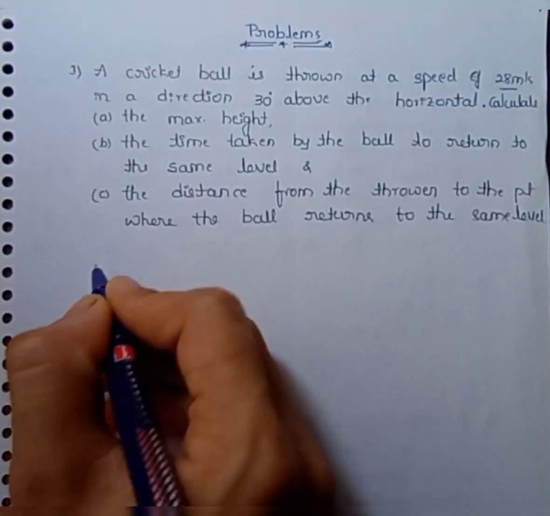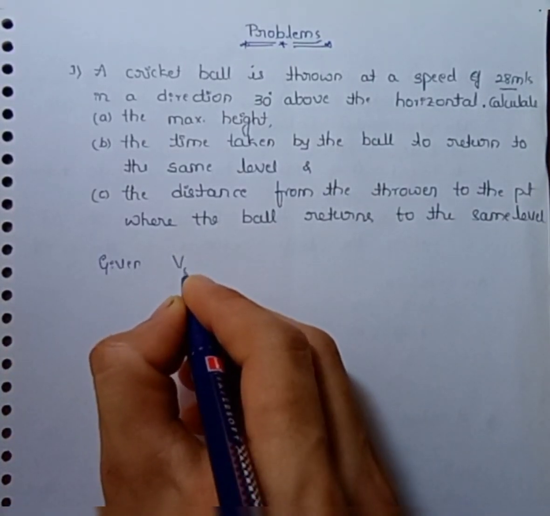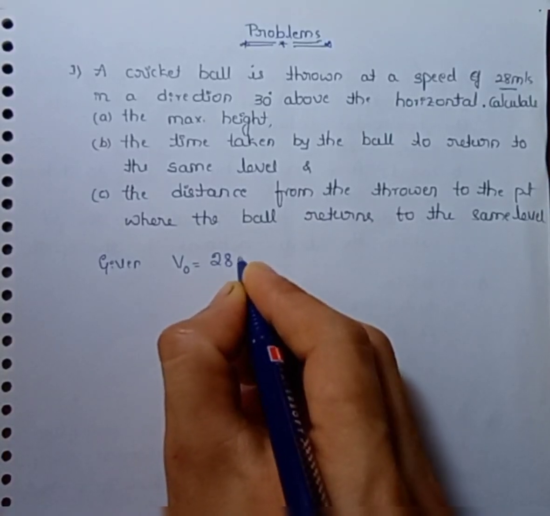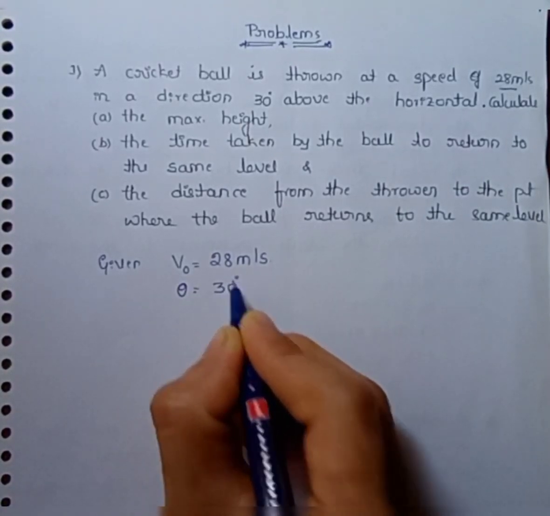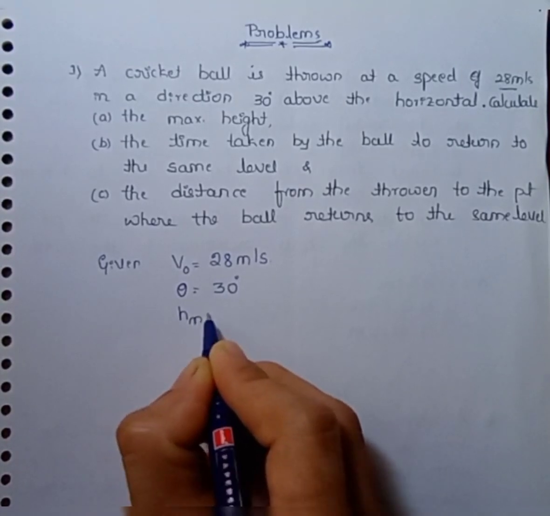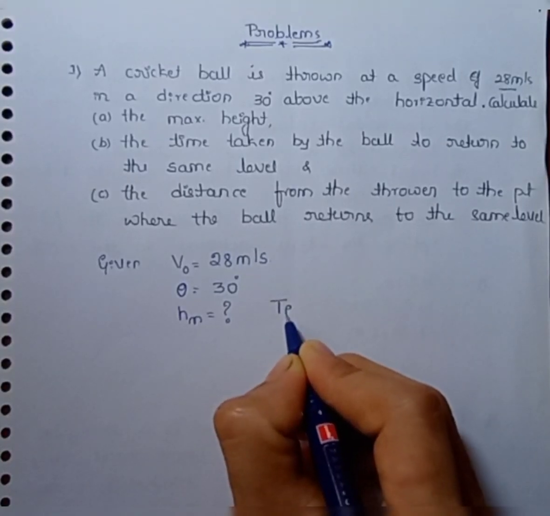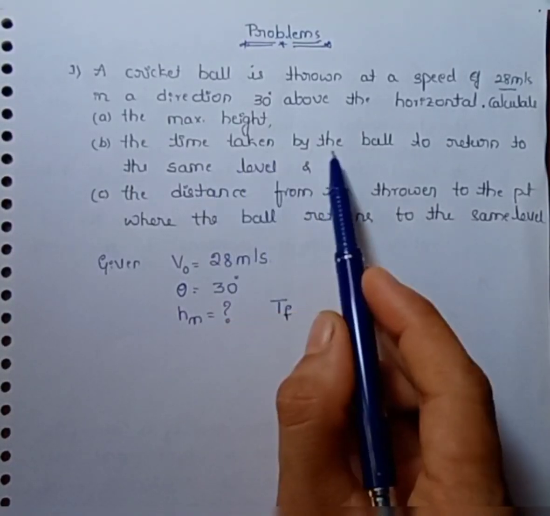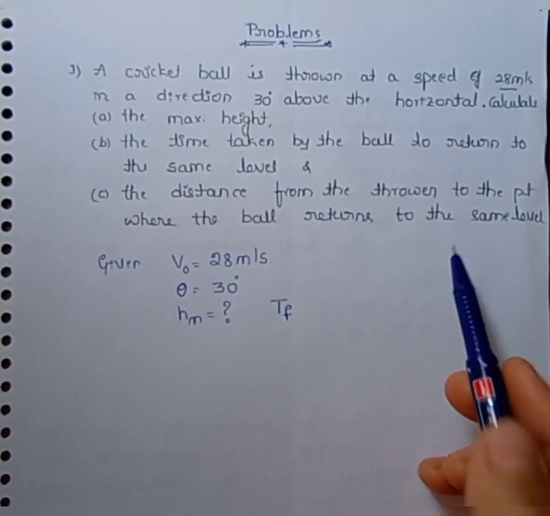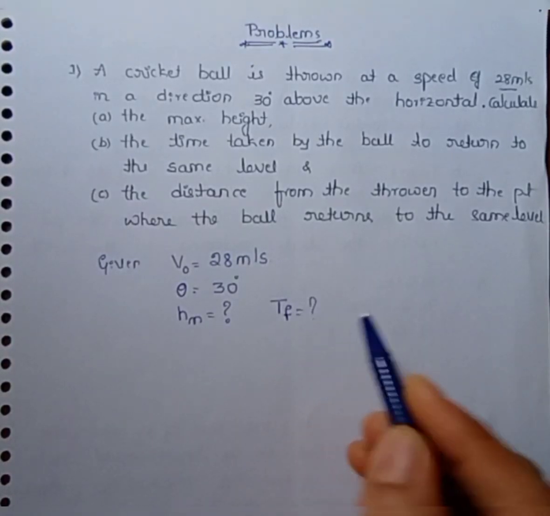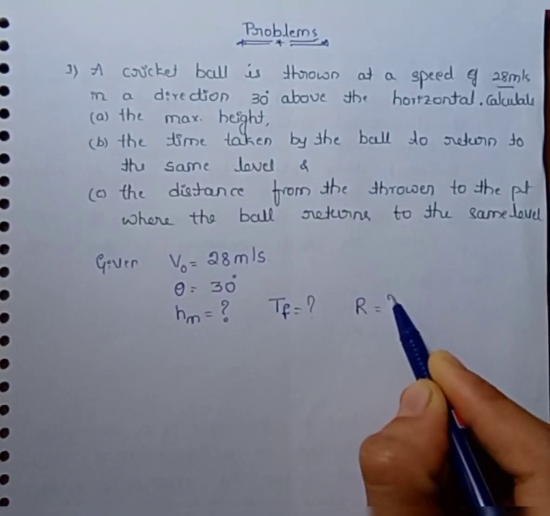First of all, what do we have to track? Given things. V naught equals 28 meter per second and theta equals 30 degree. What do we have to calculate? Maximum height hm, and time taken, that is Tf. The time taken by the ball to return to the same level means the full complete time taken, that is Tf, we have to find out. And distance means range, find that out.